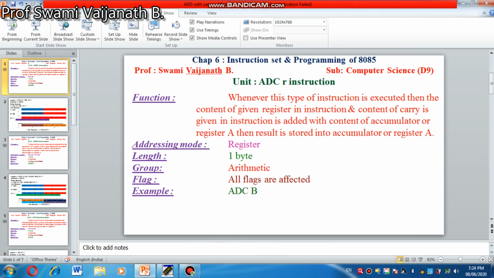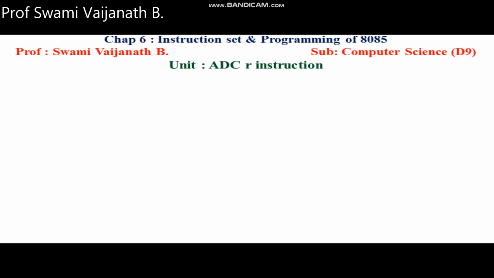Hi friends, today we discuss the topic instruction set and programming of 8085 microprocessor, and the unit we discuss today is the ADC R instruction. ADC R instruction means add A with register with carry.